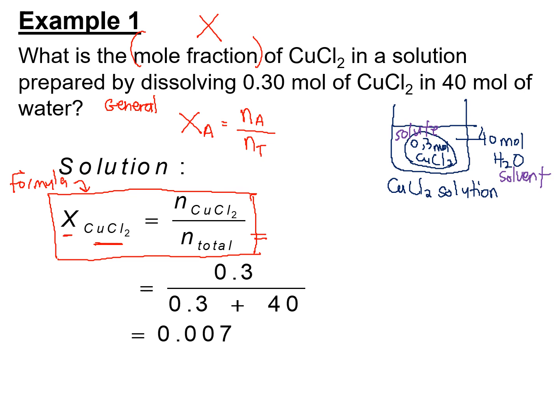Okay, macam mana nak cari number of mole of total in a solution? You tahu dalam solution, you ada CuCl2 and you have water. Makanya nak tahu total number of mole dalam solution, you kena tambahkan number of mole of CuCl2 bersama dengan number of mole of water. Seterusnya, you masukkan saja number of mole of CuCl2 yang you dah tahu, which is 0.3, and total number of mole here, which is 0.3 plus with 40, and you akan dapat jawapan 0.007. Tiada unit ya.